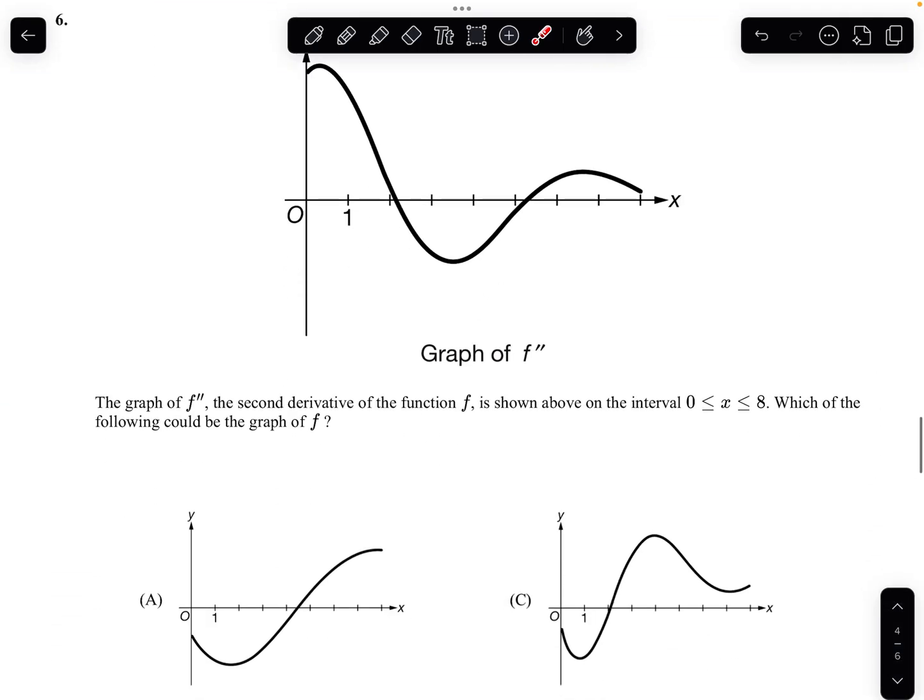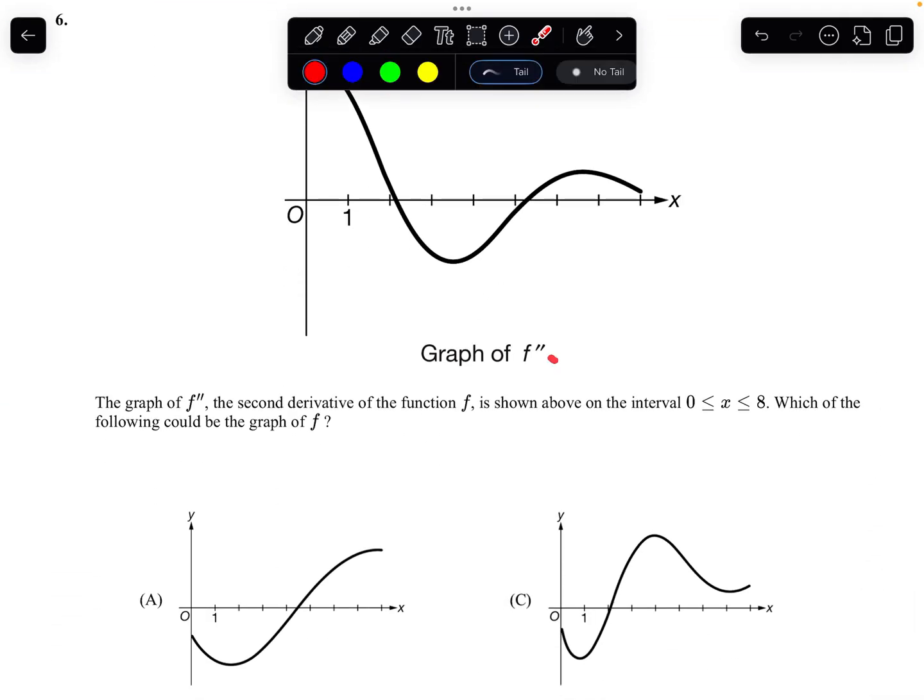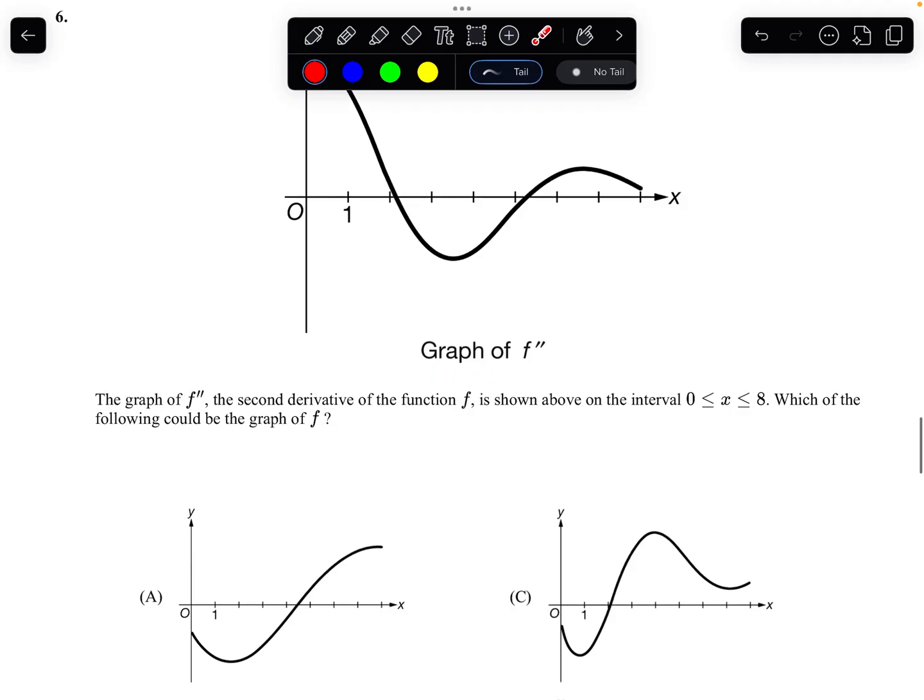For 6, oh my gosh, another graph one. The graph of f double prime, the second derivative of the function f, is shown. Which of the following could be the graph of f? All right, I'm finally going to get it right the first time. So we have the graph of f prime.